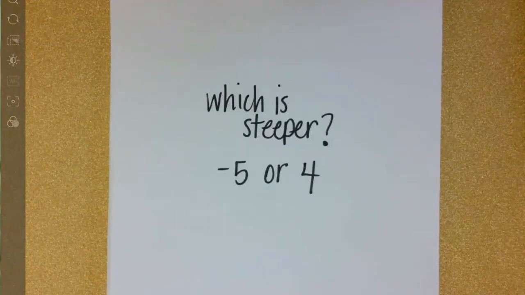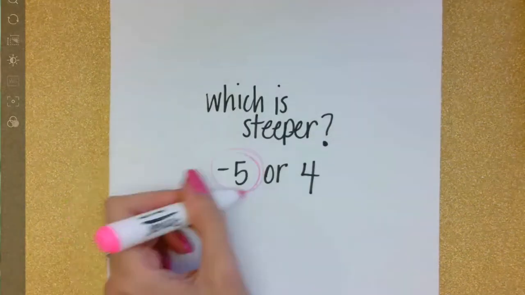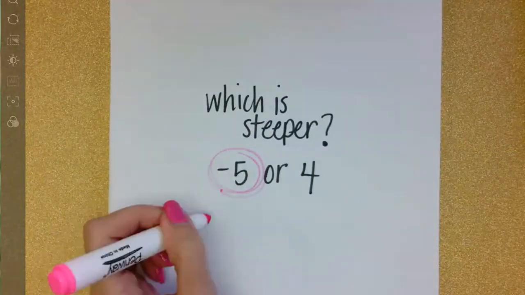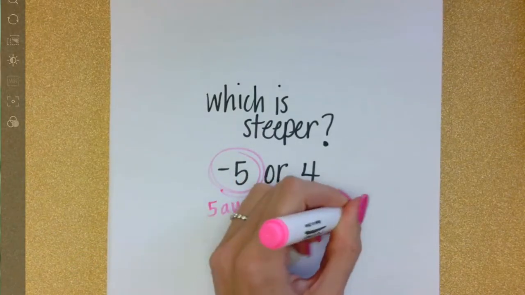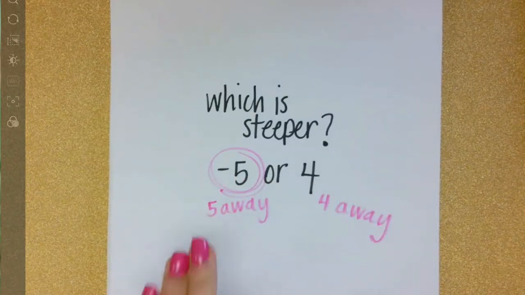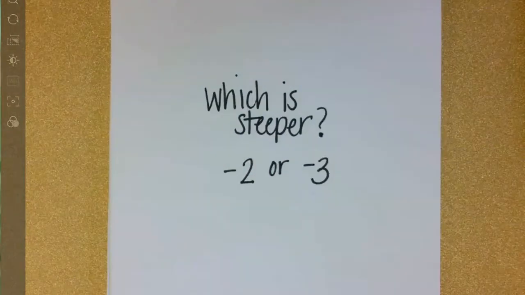All right, question for you. Which is steeper, -5 or 4? Good job. -5 is further away from 0. This is 5 away from 0. This is 4 away from 0. And we want the further away is the steeper option.